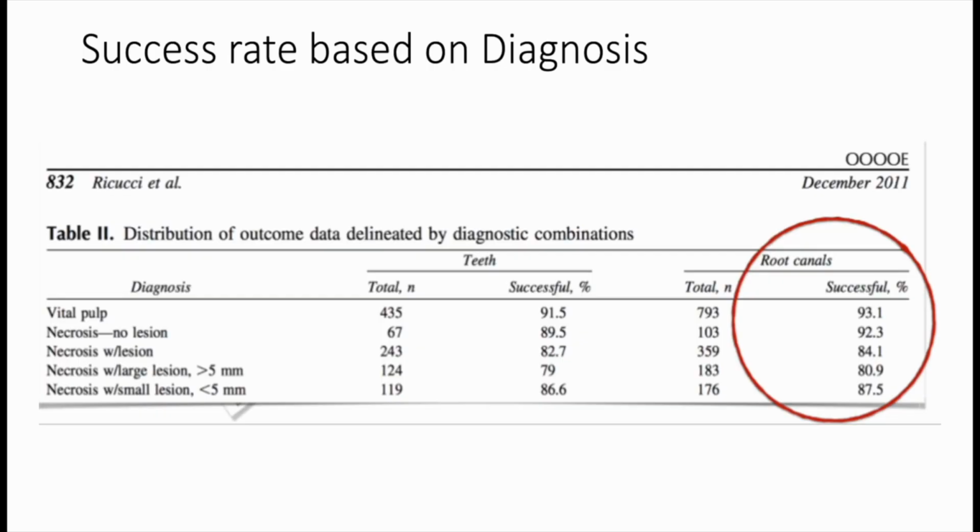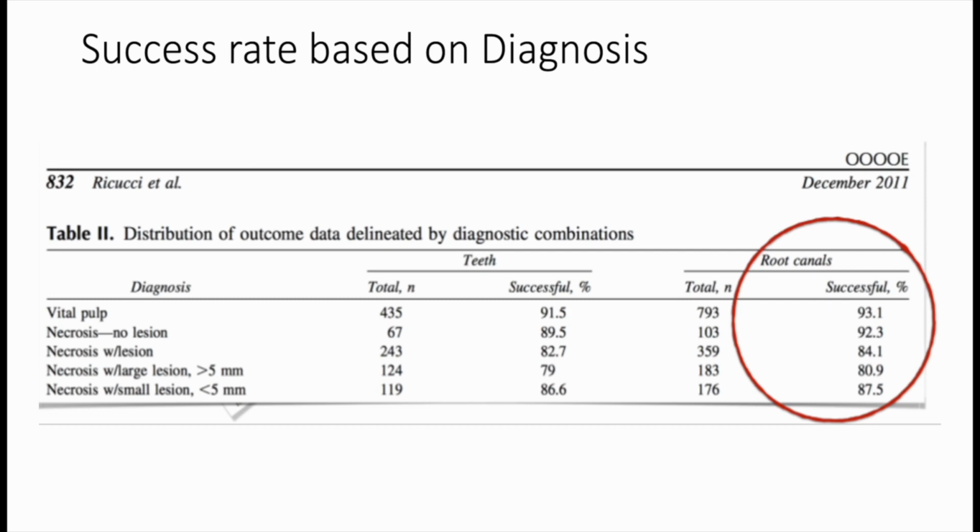Also, there is a big research which shows that the success rate of root canal treatment is highest when it's a vital pulp. That means in irreversible pulpitis cases. Once you see a necrosed pulp without any periapical lesion, then the success rate is second highest. So 93.1% is for vital pulp, while 92.3% is for a non-vital pulp with no lesion. If there is a periapical lesion, then the success rate drops further to the 80s.